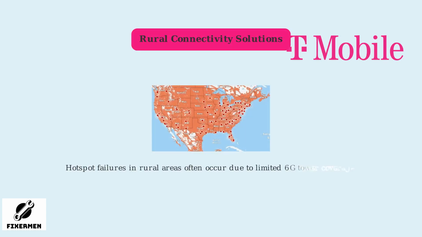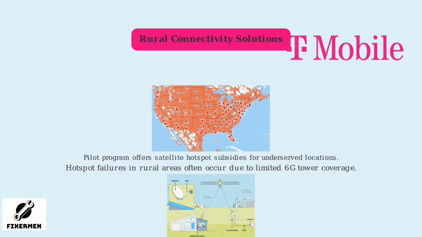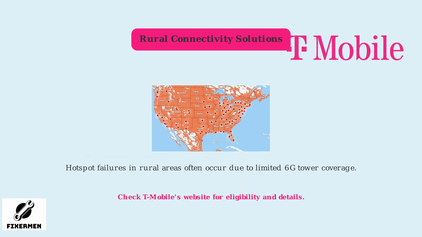Experiencing hotspot failures in rural areas? This is often due to limited 6G tower coverage, where fewer network towers result in weaker signals and connectivity issues. T-Mobile has deployed mobile technicians with portable 6G boosters in some rural areas to quickly restore service. These boosters amplify signals and provide temporary coverage improvements. Additionally, explore T-Mobile's pilot program for satellite hotspot subsidies, designed to improve connectivity in underserved locations by providing discounted satellite internet options. Check T-Mobile's website for eligibility to participate in these programs and get more details on available solutions.